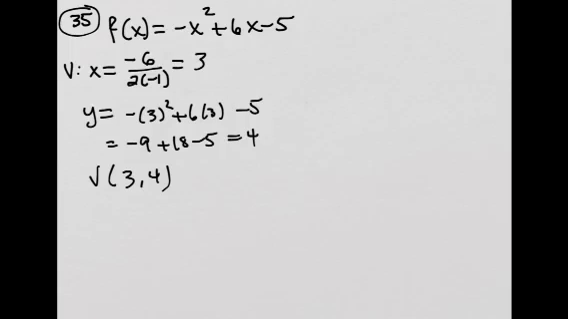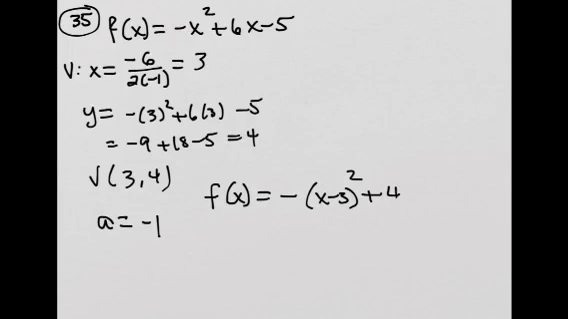And the a value is negative 1. You see that right here. So you write your f of x equals negative 1 times x minus 3 for h, squared, and k is 4. And that would be the function.